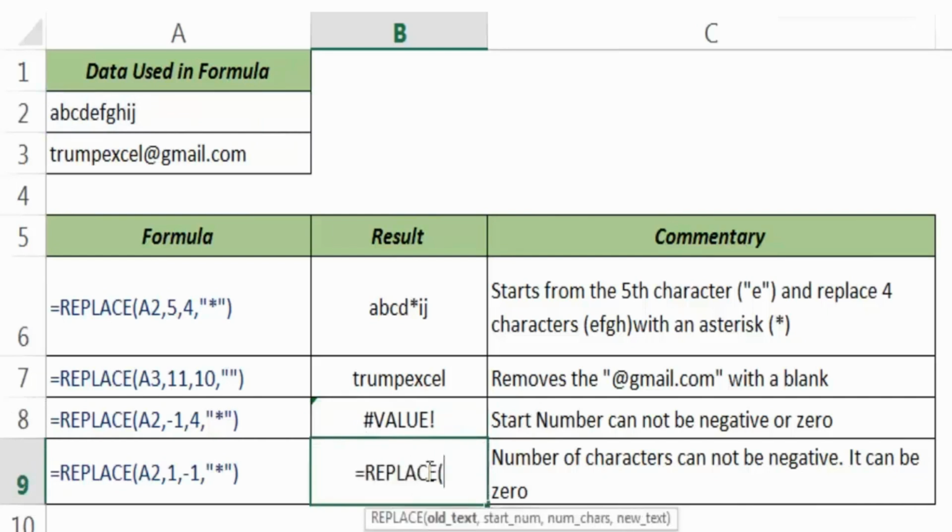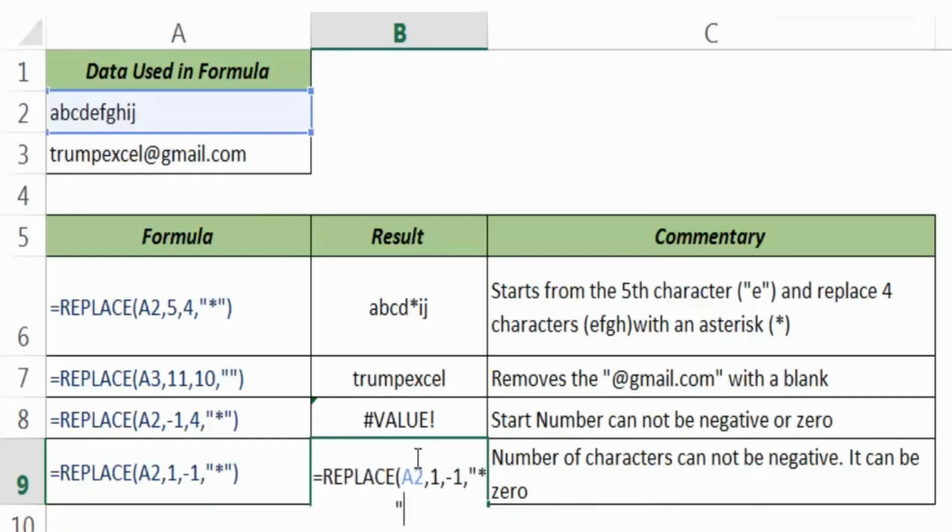Similarly, if I again use A2 as the old text, start number as 1, and if I give the number of characters as -1 and the new text as asterisk, this would again give me a value error because Excel would need the number of characters to either be 0 or a positive number. Excel does not know how to replace a negative number of characters. So it gives a value error.